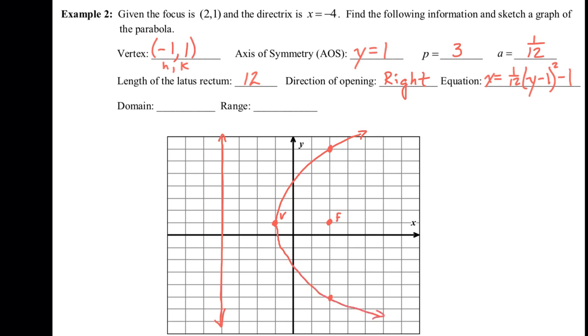And our domain is from left to right, which would be -1 with a bracket, goes to the right forever. Range is bottom to top, which is -infinity to +infinity.